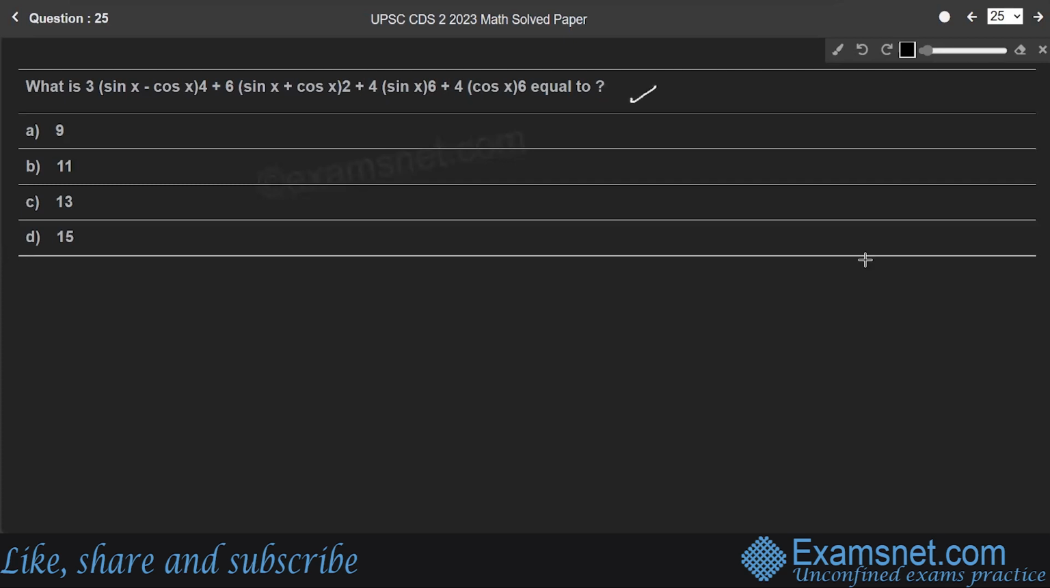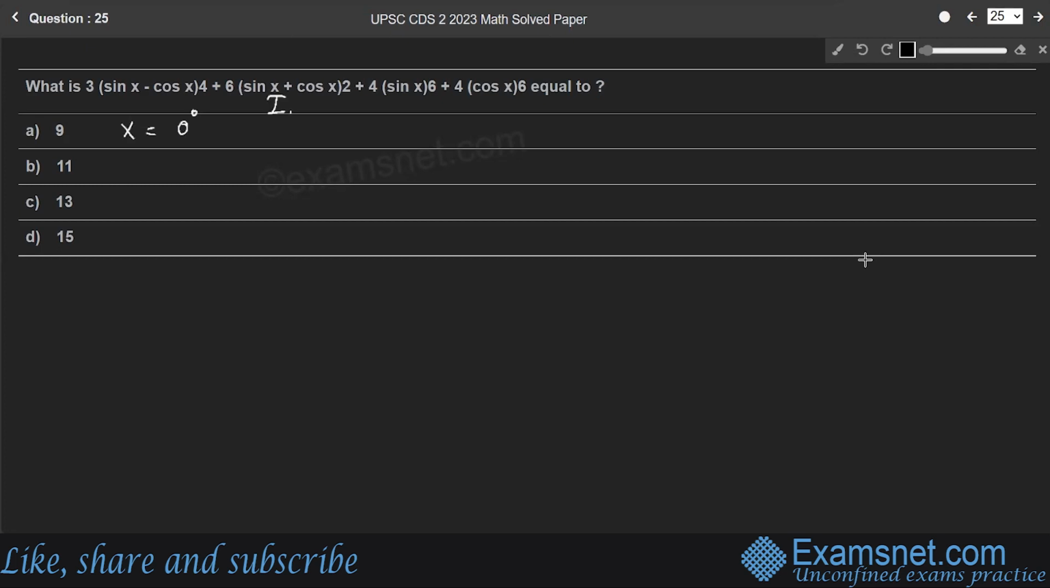Question 25. What is 3 into (sin x minus cos x) raised to 4 plus 6 into (sin x plus cos x) square plus 4 into sin x raised to 6 plus 4 cos x raised to 6 equal to? So students will consider the simplest method now, right? By putting the value of x as 0 degree, so that the calculation part will be very easy, right?